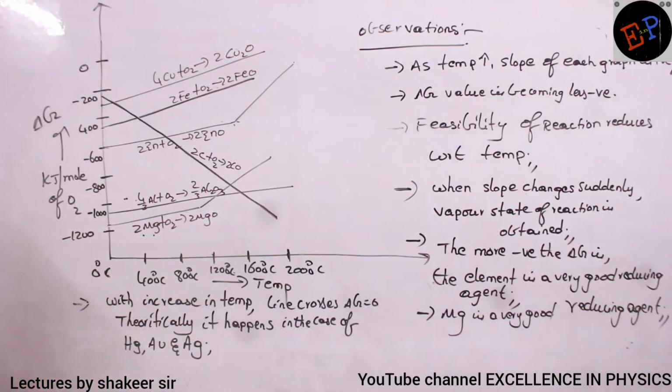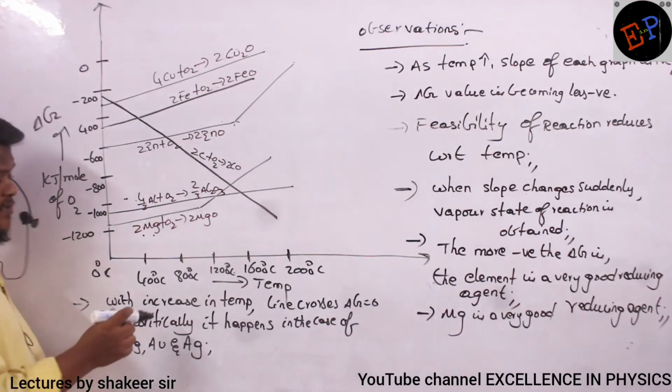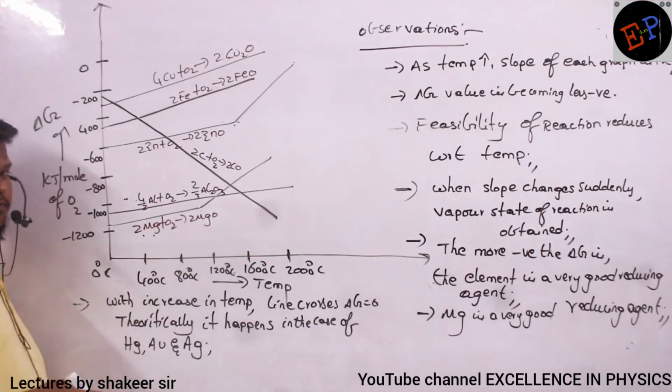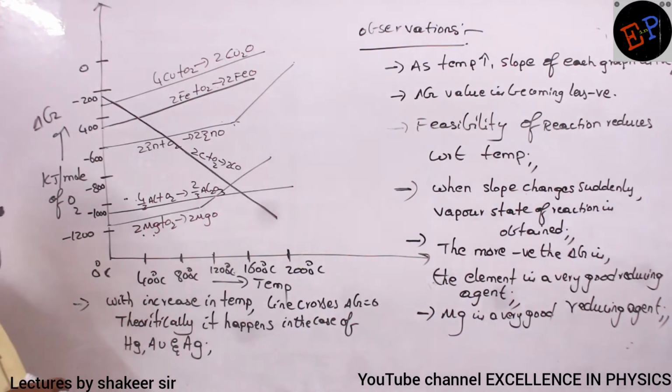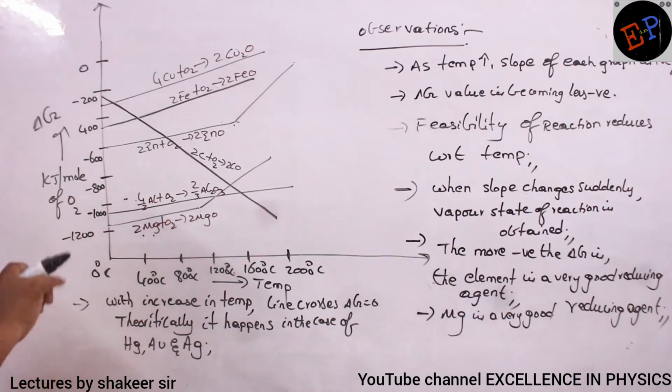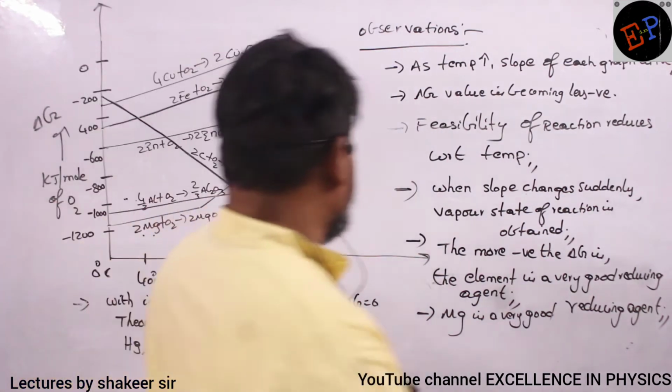This is one more point which we can say. Are you able to understand? Why? Because for Mg, the delta G value is more negative when compared to the delta G value of aluminium. Is it clear? So therefore, magnesium can reduce aluminium. Aluminium cannot reduce magnesium. So write that point also. Completed?